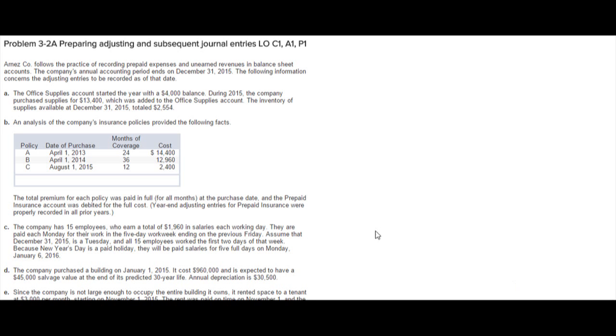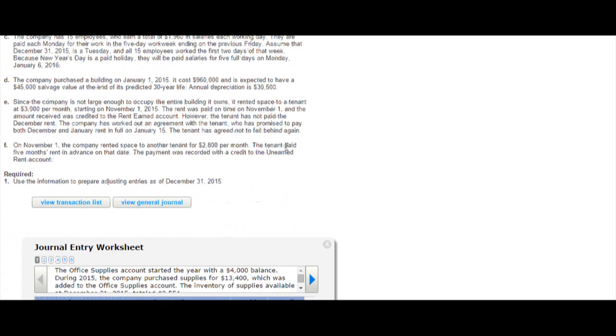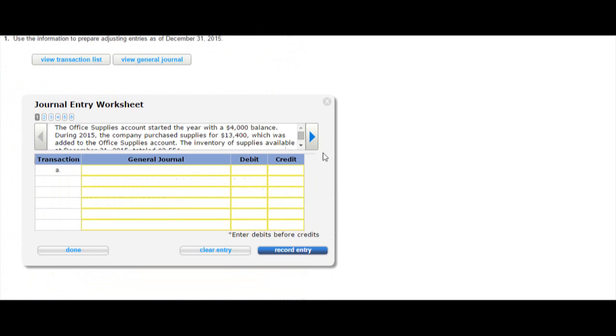I'm going to use problem 3.2a from your book to show you some examples of preparing adjusting entries and the journal entries that go along with them. I'm going to scroll down through all of this to the journal entry worksheet so we can actually do them.